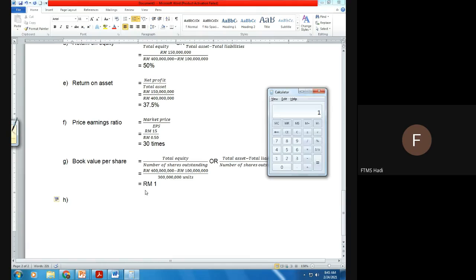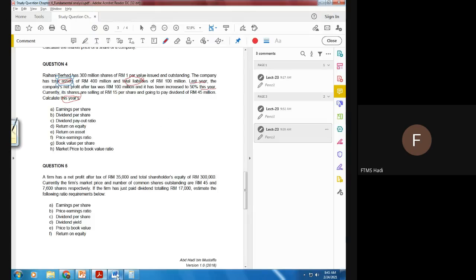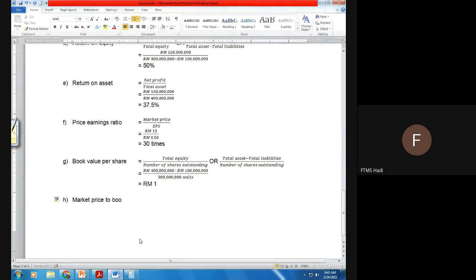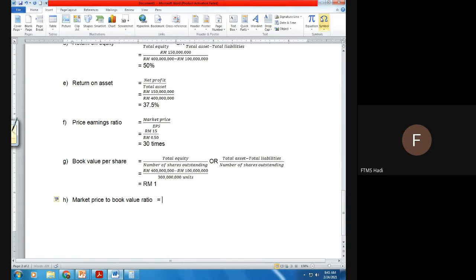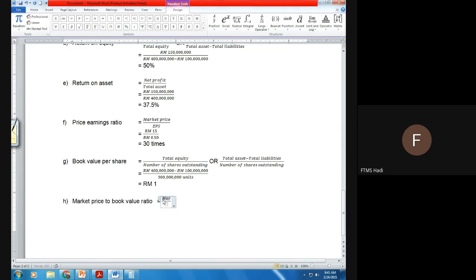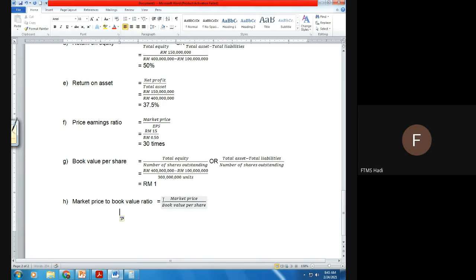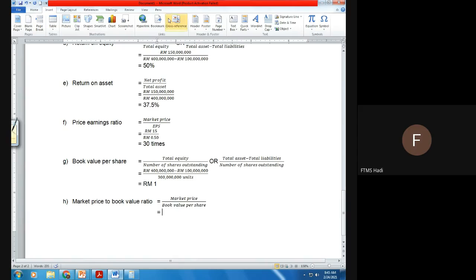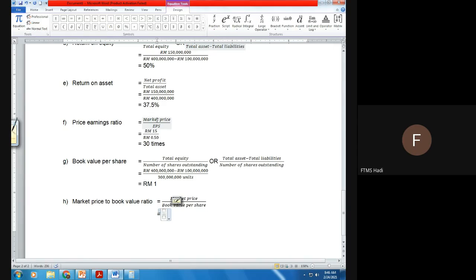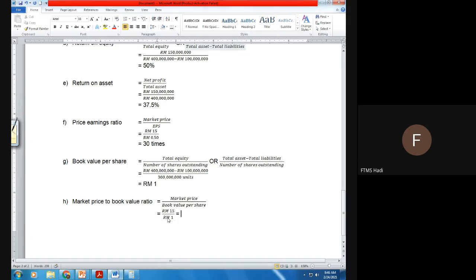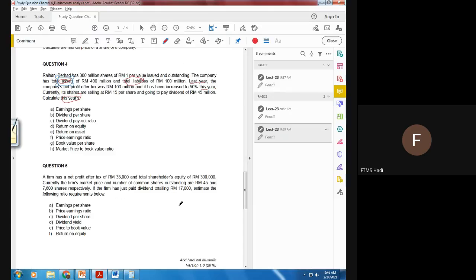Okay, and the last one, question H, I think the last one, isn't it? Market price to book value ratio. The formula is market price divided by book value per share. Market price tadi kita dah tengok dah tadi. You boleh tengok balik dekat atas ni market price RM15. Book value per share you already got at question G, RM1. So the answer will be 15 bagi 1, 15. Okay, done with the question number 4.